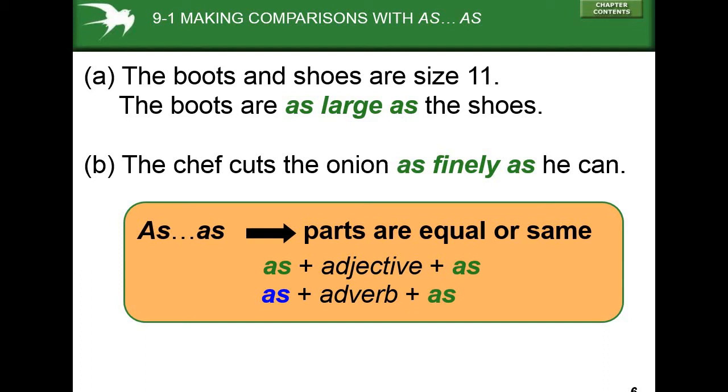I'm giving you 1 minute time. The boots and shoes are size 11. The boots are as large as the shoes. All the students who are online, please note them down. And in sentence B, the chef cuts the onion as finely as he can. So in sentence A, large is an adjective. In sentence B, finely is an adverb. Remember that?